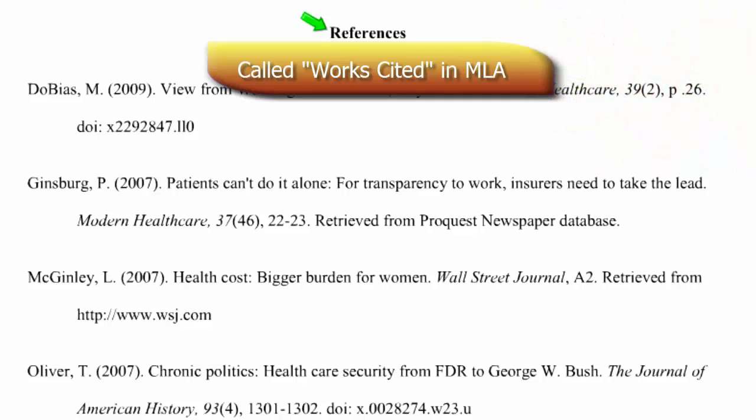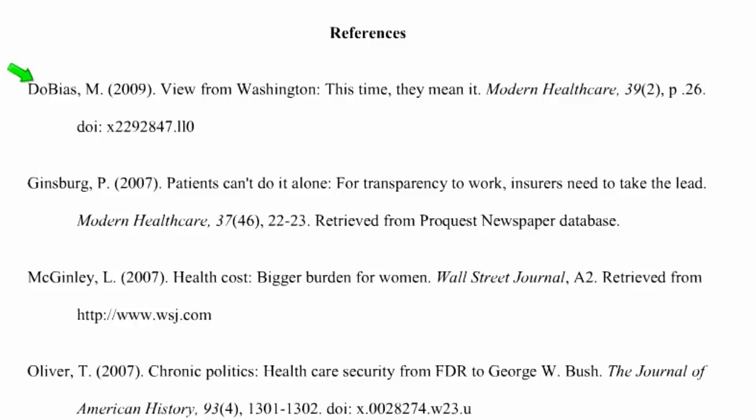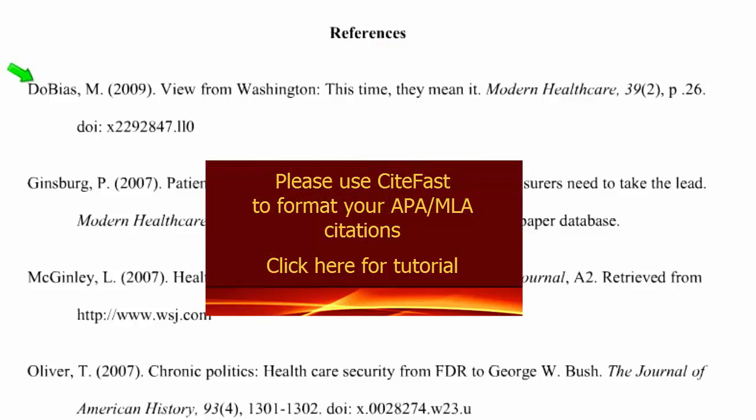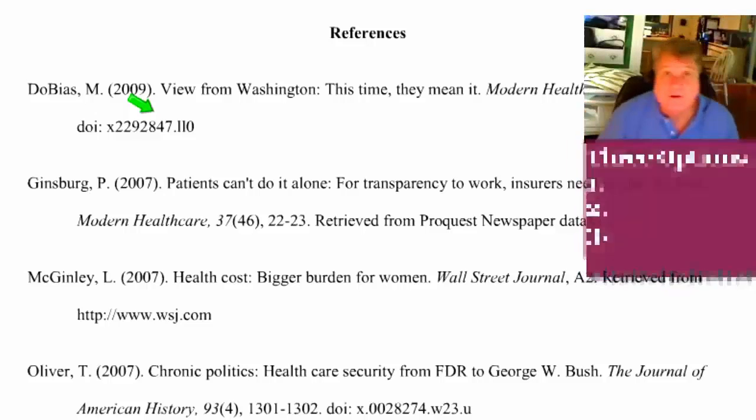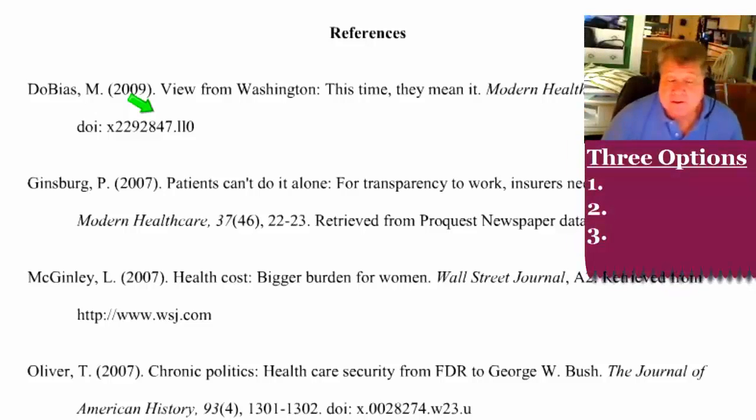Here is what reference citation format looks like. The first line starts all the way on the left. Last name, year of publication, title of the article, only first words and proper nouns capitalized, title of the publication it was found in, volume, issue, page number, and then comes the retrieval information. Now you have three options when it comes to retrieval information. I'm listing them for you in descending order.